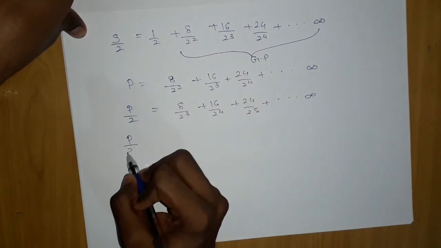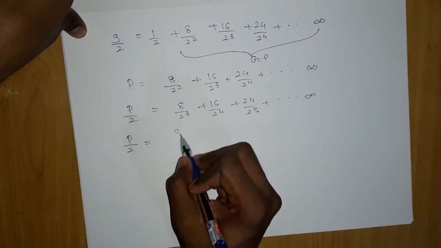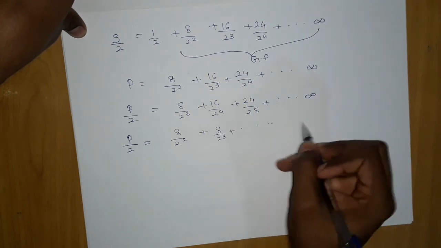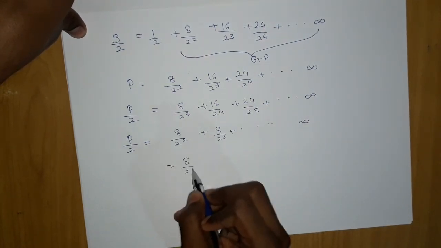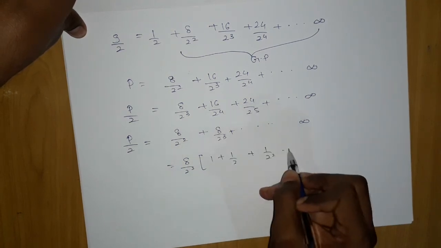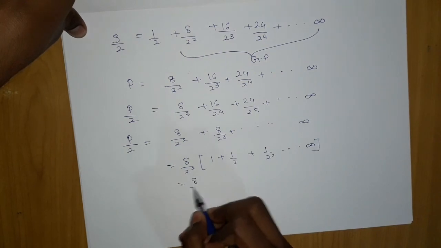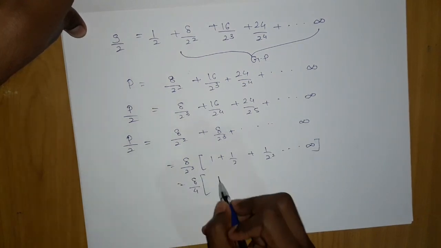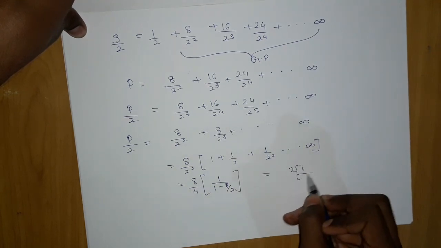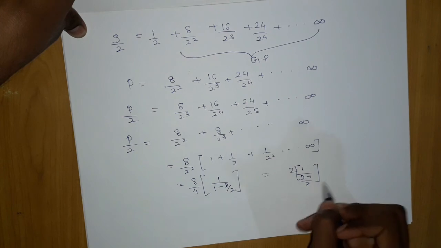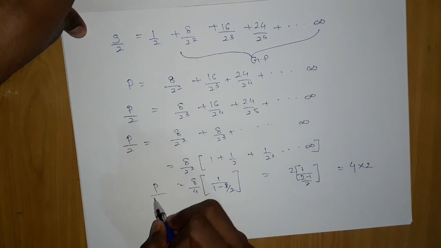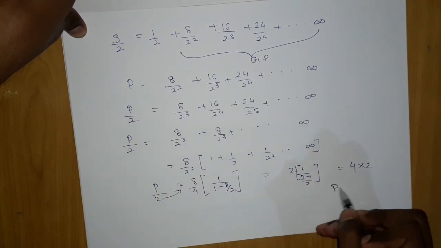If I subtract this, I get P by 2. It is nothing but 8 by 2 square plus 8 by 2 cube, and so on till infinity. If I take 8 by 2 square common, I get 1 plus 1 upon 2, plus 1 upon 2 square till infinity. 8 by 4 gives me 1 upon 1 minus 1 by 2, which is 2 into 1 upon 1 minus 1 by 2, which is nothing but 4. So we are getting 4 into 2. P by 2 will move there, so we get P is equal to 8.